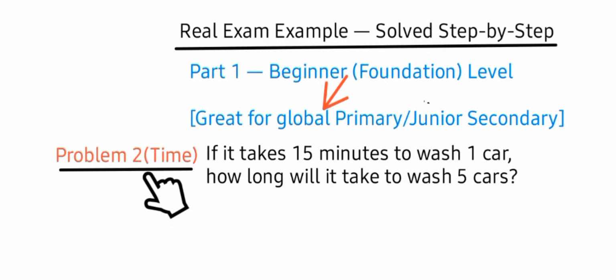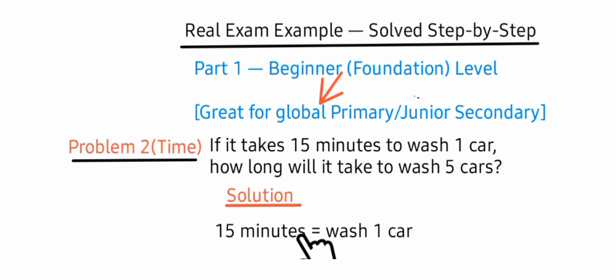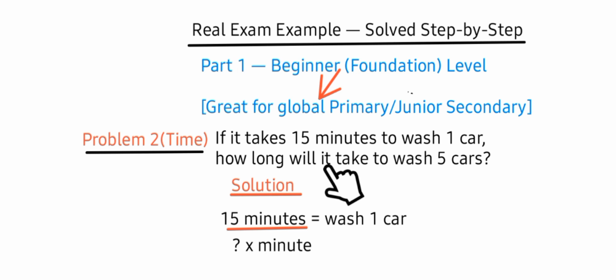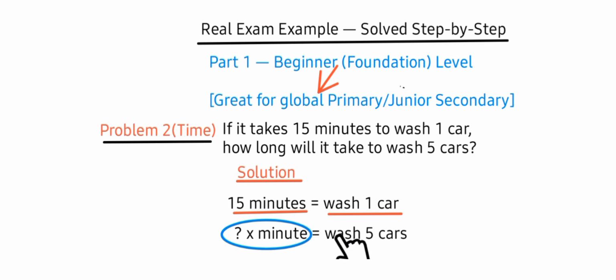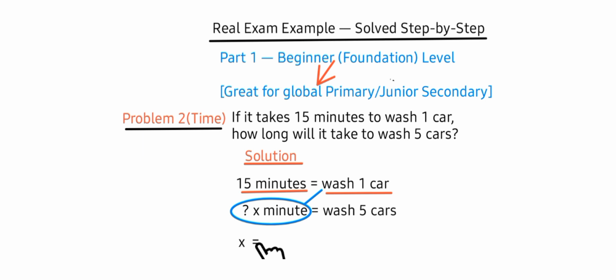Let's look at the second problem. If it takes 15 minutes to wash 1 car, how long, that is, we're being asked for time, will it take to wash 5 cars? So basically what we're looking for is time. Let's call that x minutes it will take to wash 5 cars. We multiply x by 1, which gives x, which is equal to 5 multiplied by 15, 75 minutes, and 75 minutes is equivalent to 1 hour 15 minutes. Therefore, the time it will take to wash 5 cars is 75 minutes or 1 hour 15 minutes.